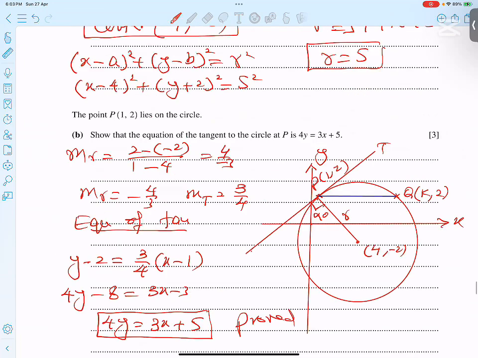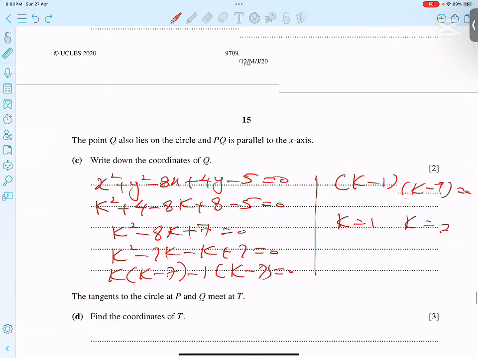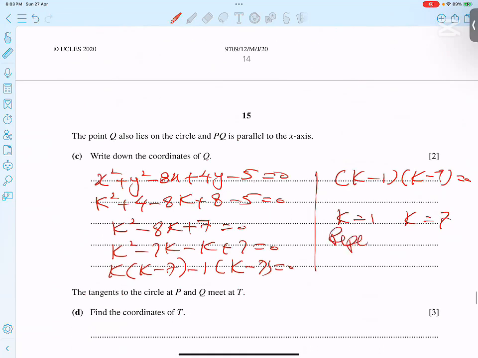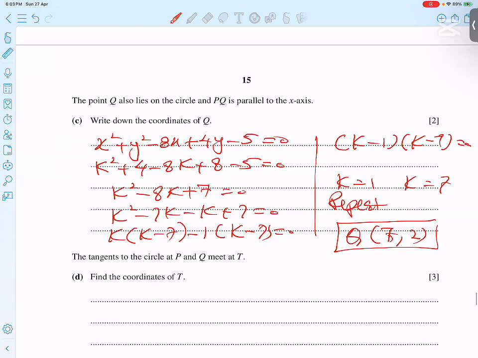And one value we already have, 1, so it is repeating. So the answer for the Q coordinate becomes (7, 2). I hope the concept of the question is very clear. 7, 2. Now let's move to the next one.